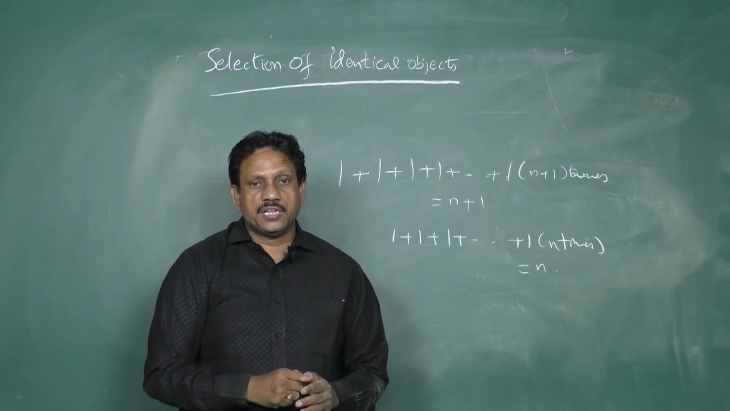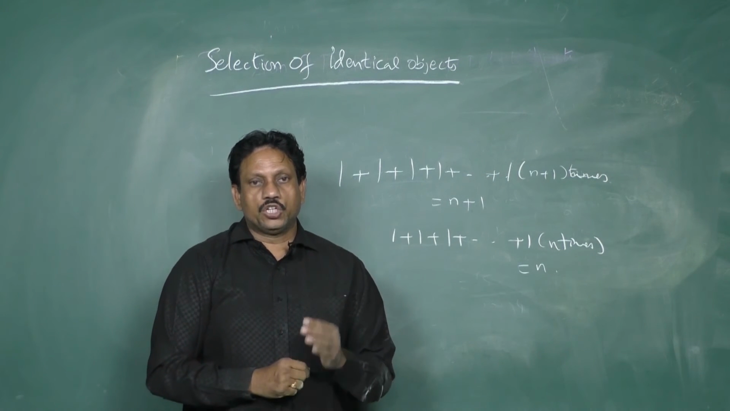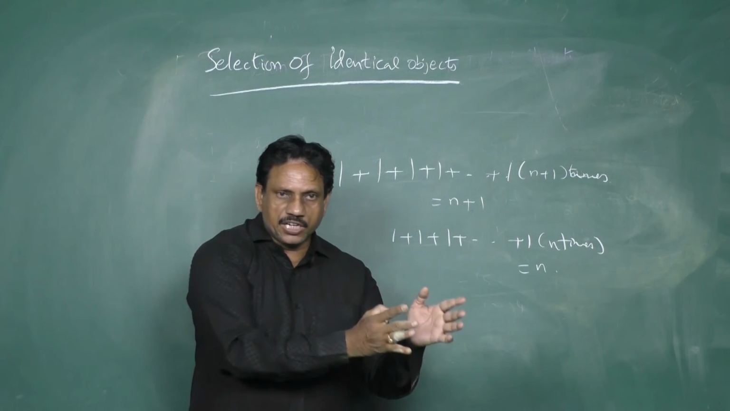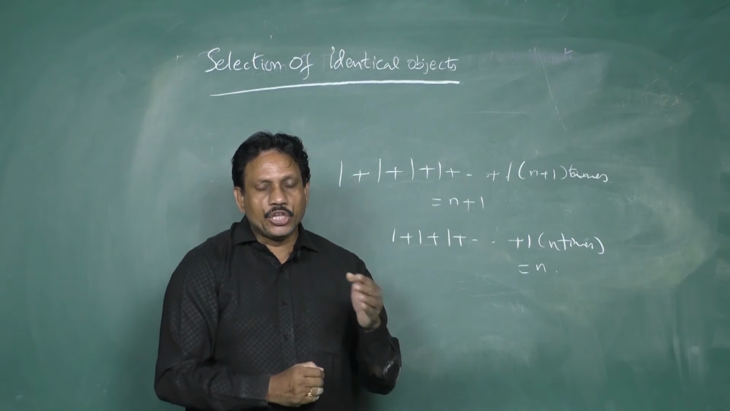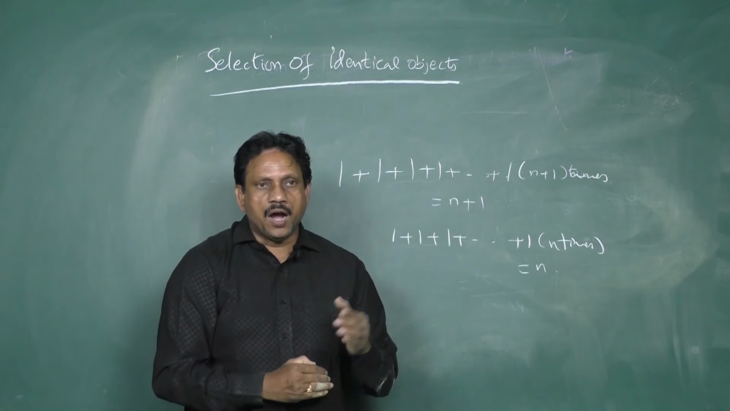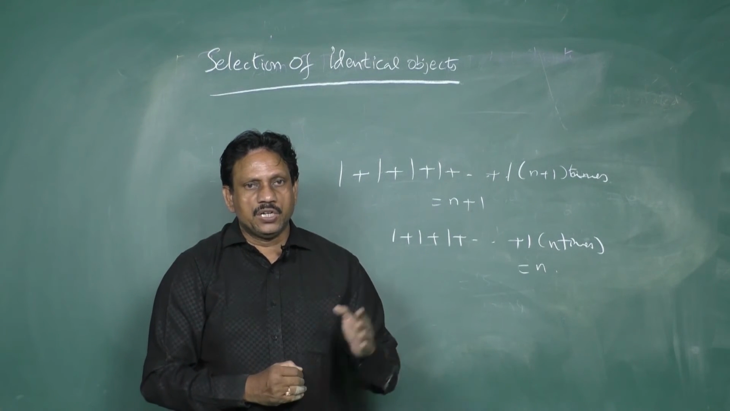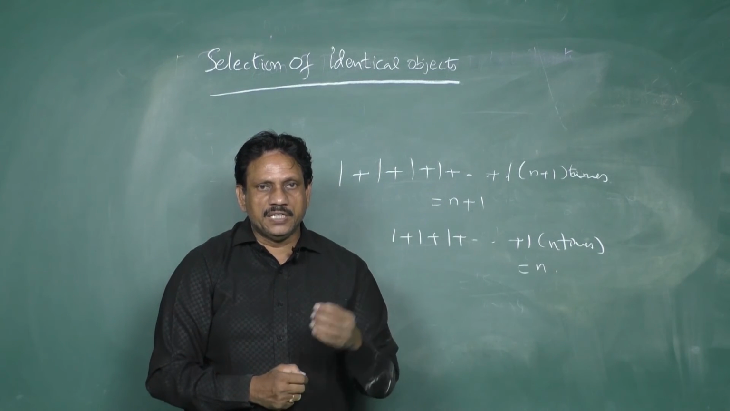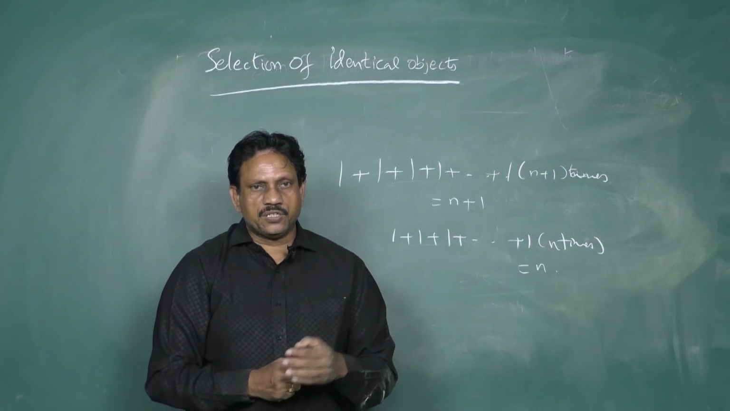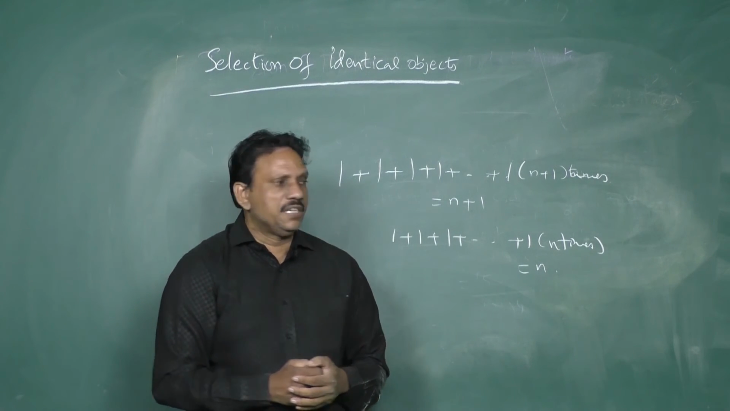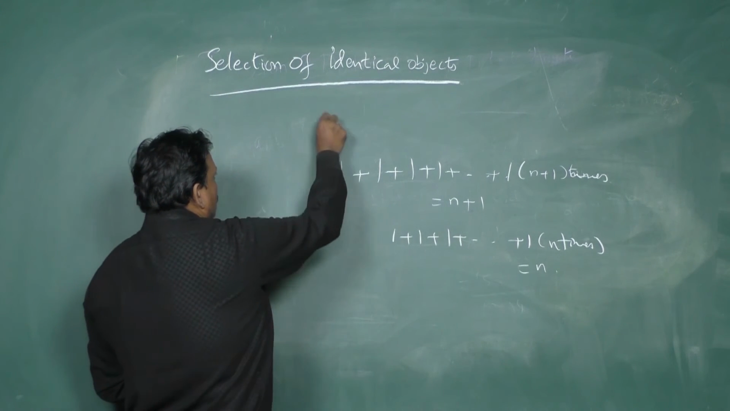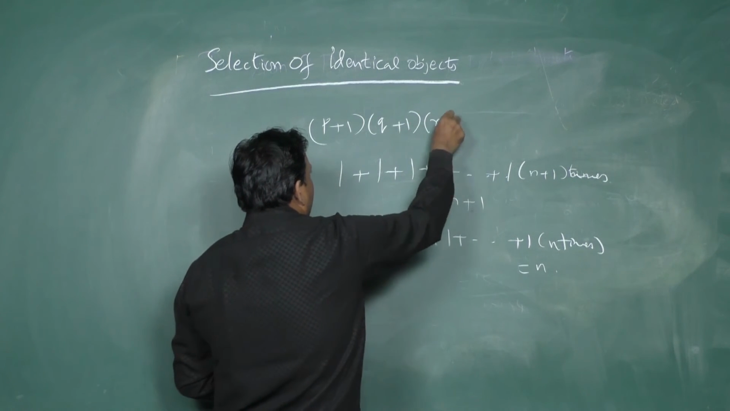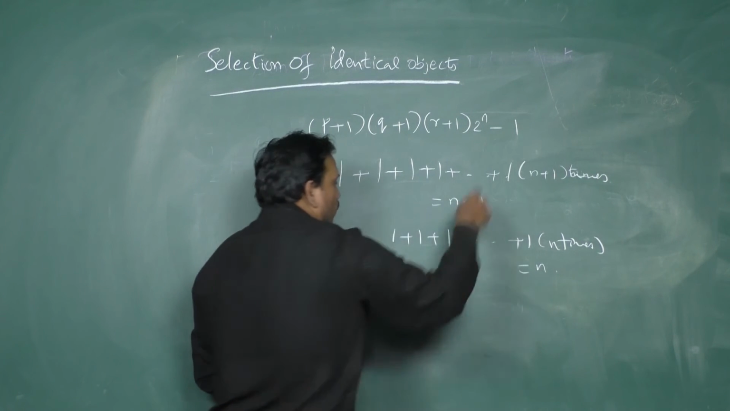Selection of distinct and identical objects. The total number of ways of selecting one or more items from p identical items of one kind, q identical items of second kind, r identical items of third kind, and n different items. The selection of objects of different kinds is nothing but (p plus 1)(q plus 1)(r plus 1) into 2 power n minus 1.